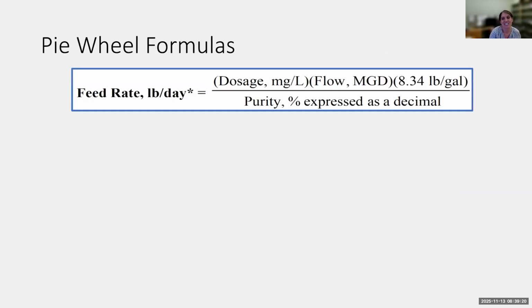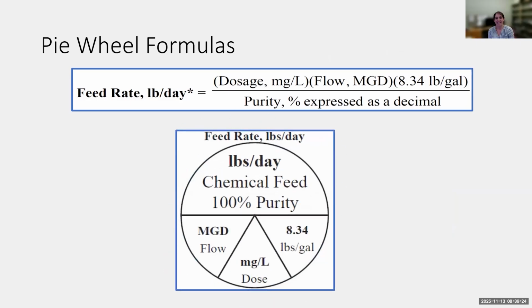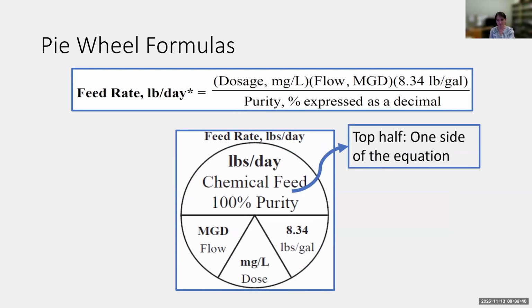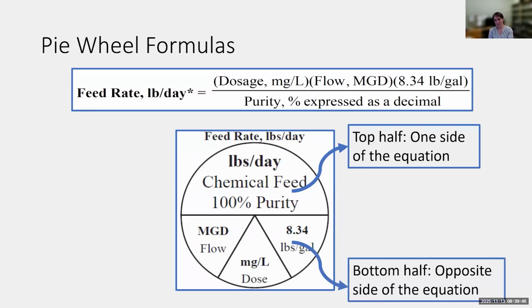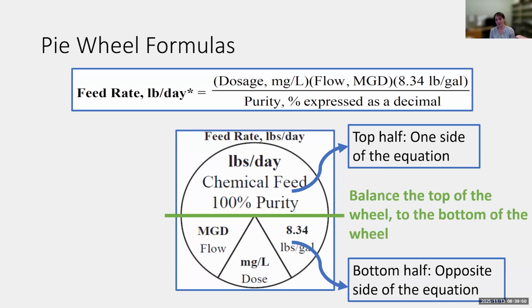Okay, so this equation can also be expressed as a pie wheel formula. And these are on the formula sheets on your WPI exam. So I just want you to be familiar with these. If you've never seen them before, I just want you to know what the different parts are. So the top half of the wheel is one side of the equation. The bottom half of the wheel is the other side. And so what we're trying to do is balance the top of the wheel to the bottom of the wheel.